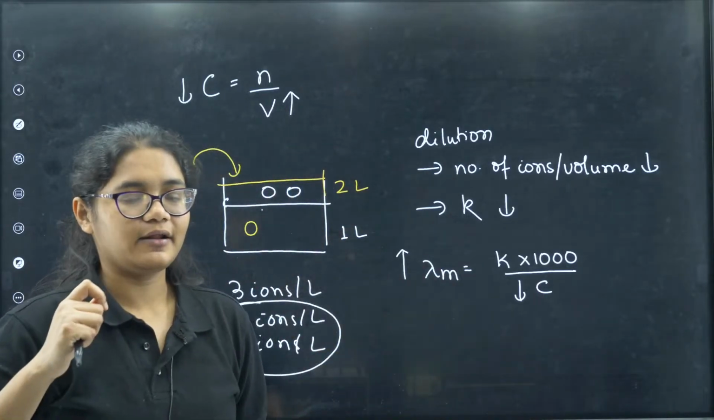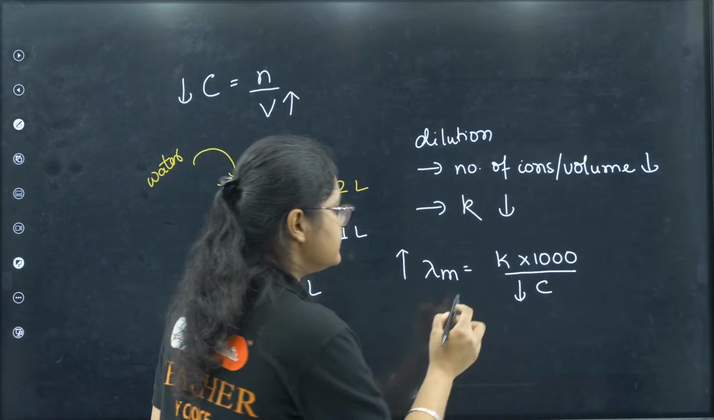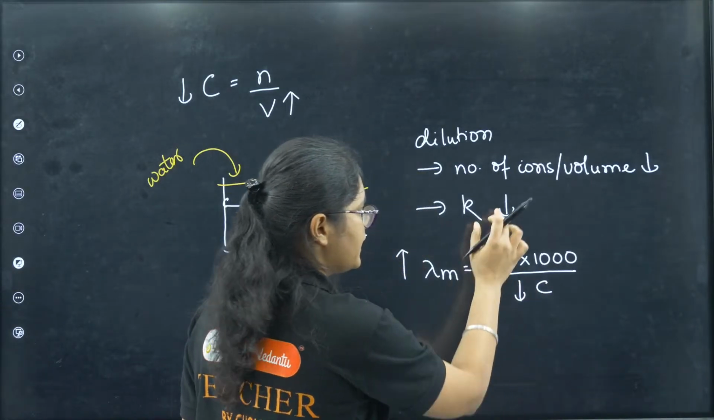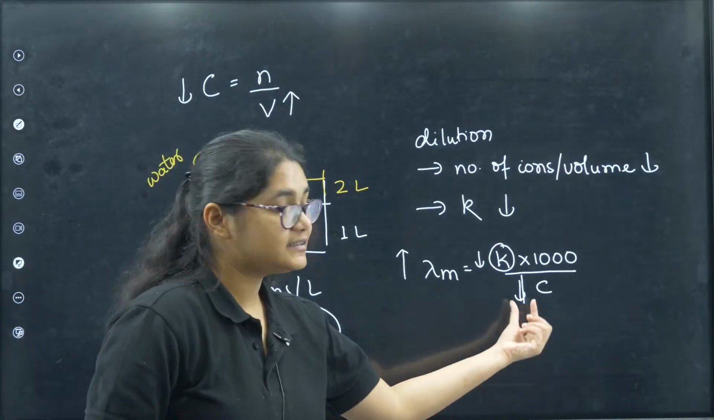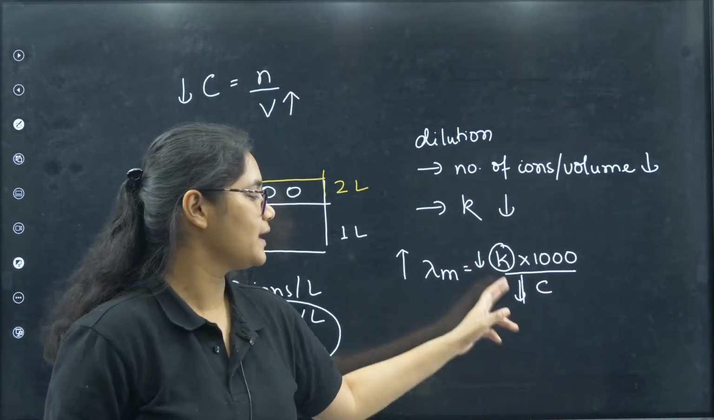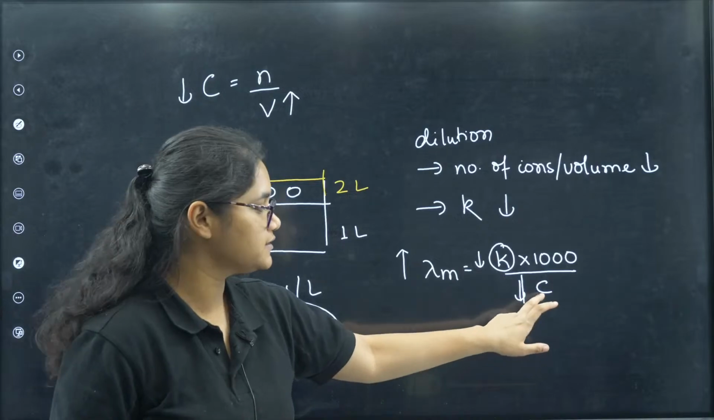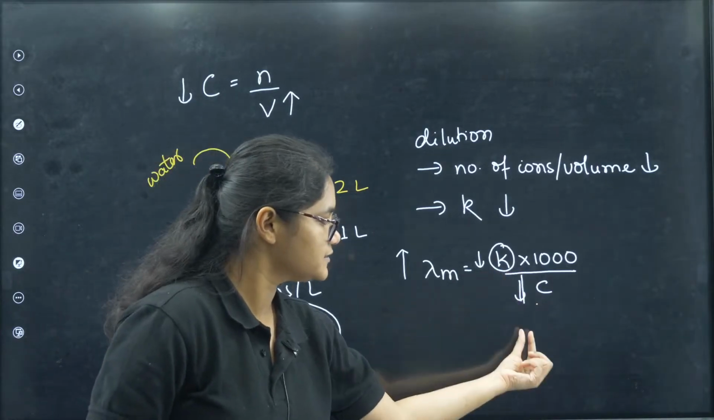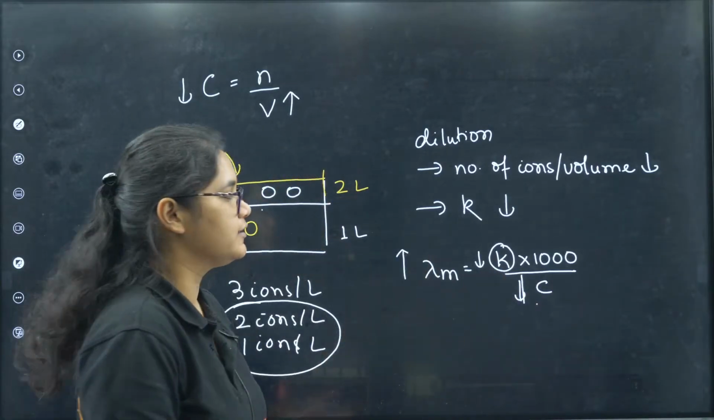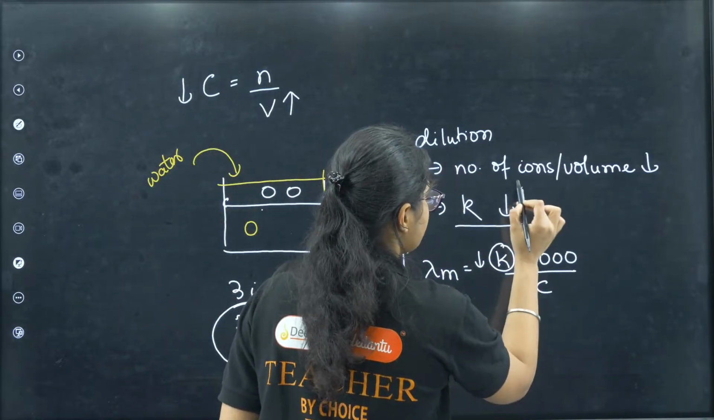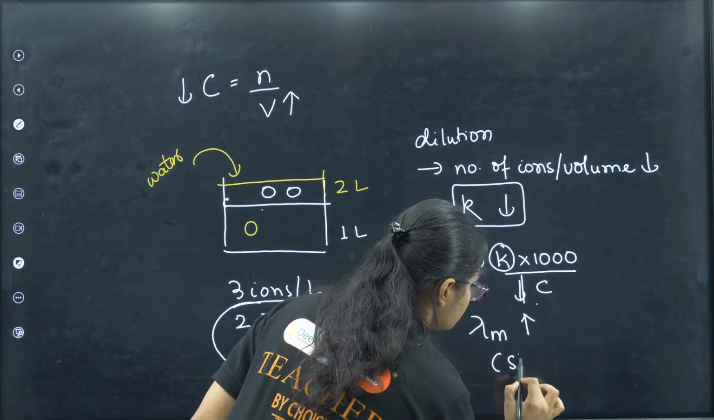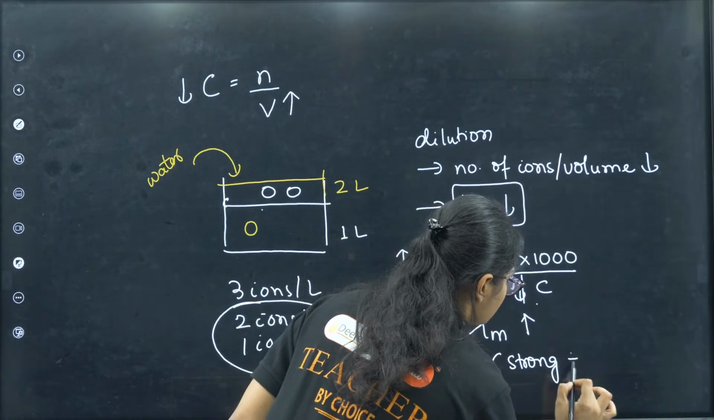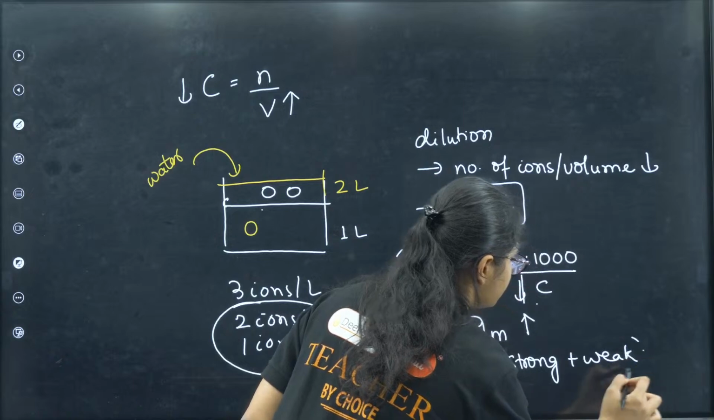Now a question may arise that when you are diluting, kappa is also decreasing, right? Kappa is also decreasing, concentration is also decreasing, but the decrease in concentration is much more than the decrease in kappa value. So this is the dominant factor. So when this is decreasing, molar conductivity will increase. So on dilution, kappa will decrease, but molar conductivity will increase for both strong and weak electrolyte. I hope it is clear.